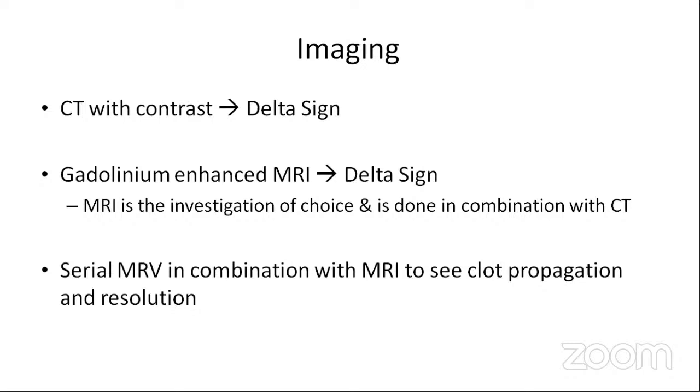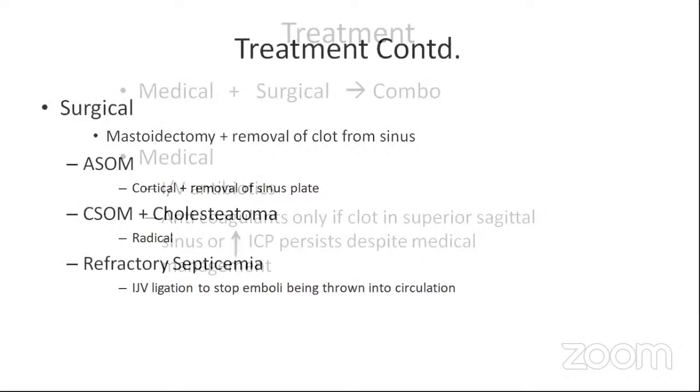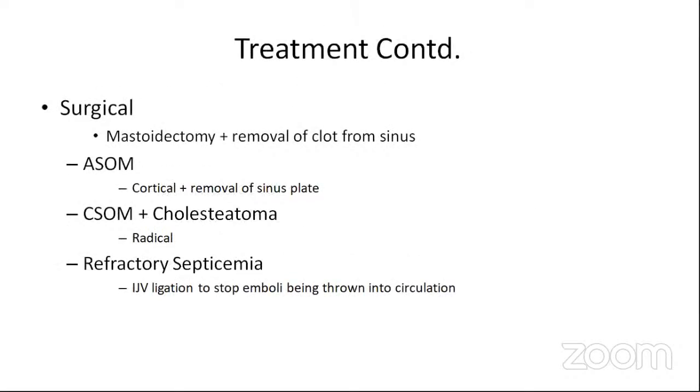Gadolinium-enhanced MRI can be done when you see the delta sign. MRI is the investigation of choice in combination with CT. Serial MR venography can also be done with MRI to see the flow and propagation. Treatment is a combination of medical and surgical. First we go for medical treatment with IV antibiotics. Anticoagulants only if the clot is in the superior sagittal sinus or increased intracranial pressure persists despite medical management. Surgical management includes mastoidectomy and removal of clot from the sinus.